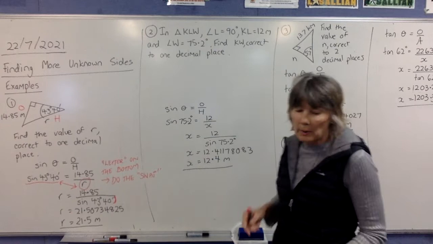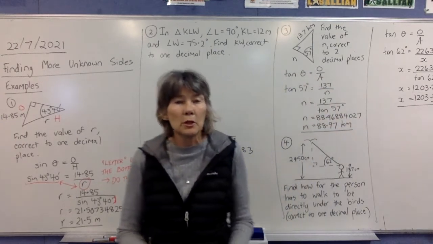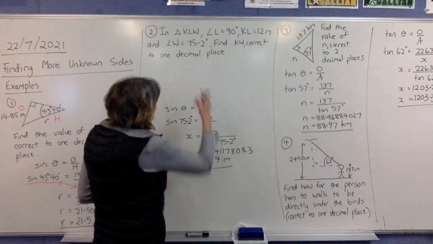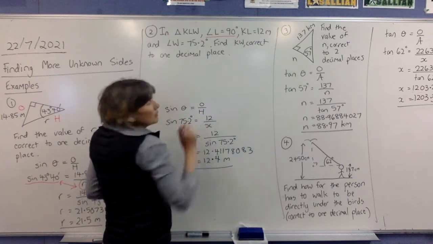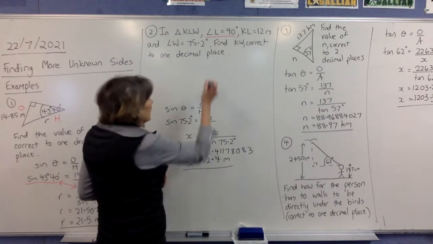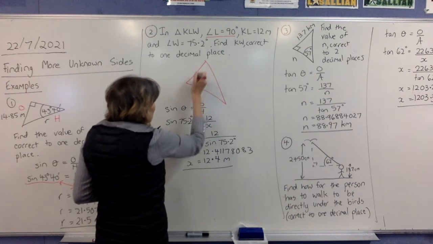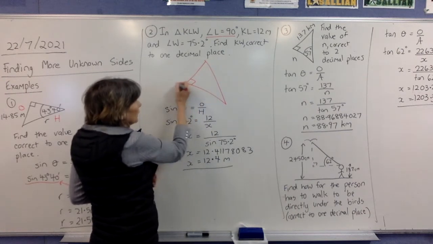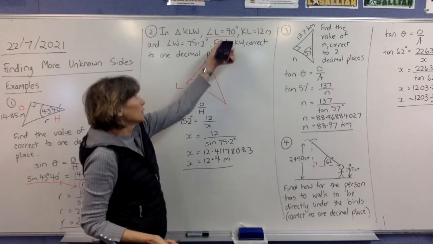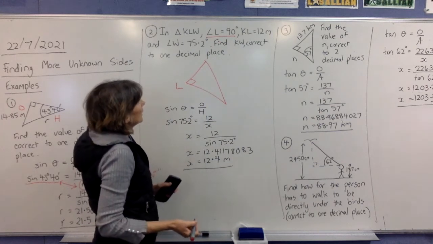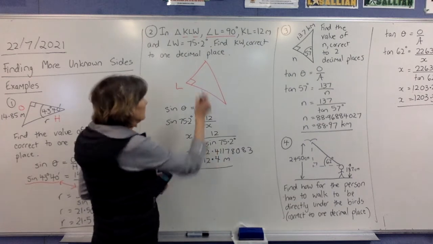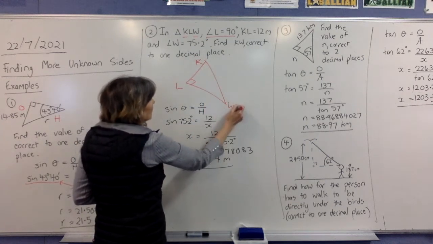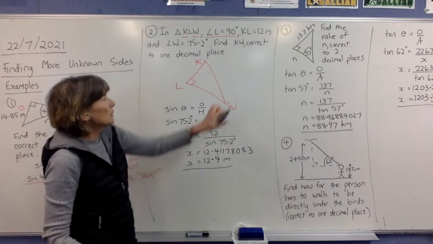Okay, now this one here, where they're describing the diagram to you, so we're going to draw it. So it's a triangle KLW, angle L equals 90 degrees, so it is a right angled triangle. So draw one up, there's your right angle, we're going to put L there for 90 degrees, that is a right angle. Then the other two letters, the K and the W, it doesn't matter where you put them. Okay, now we can do the rest of it.